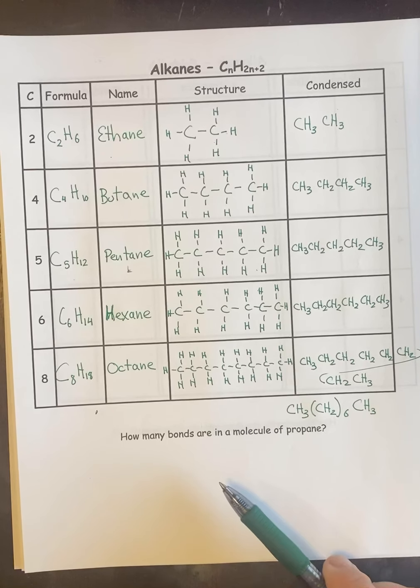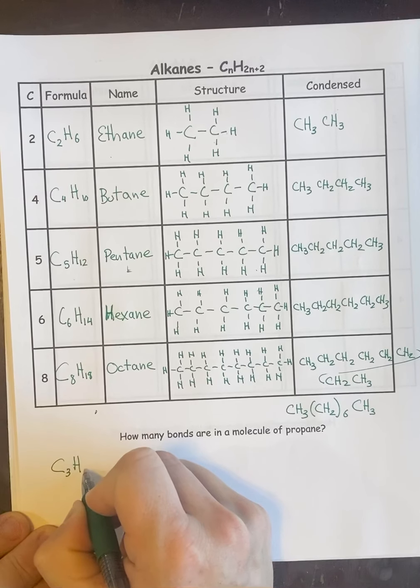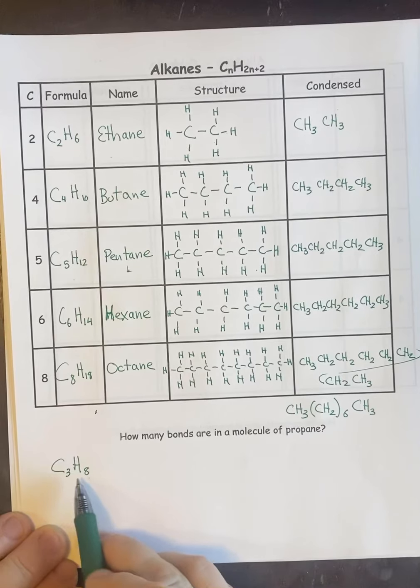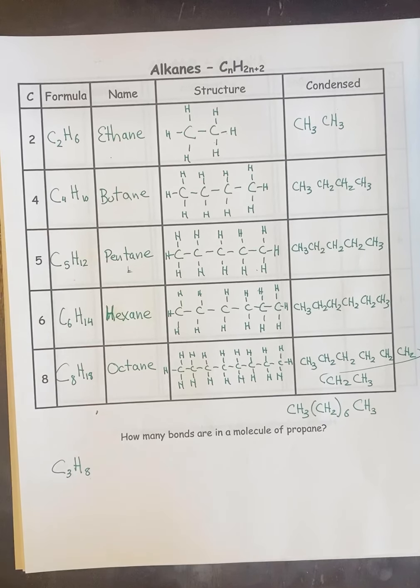So a common question at the end is how many bonds are in a molecule of propane? Propane, the prefix means 3. The common answer that I see a lot is 3, and you get it wrong. Another common answer is to say, well, propane is C3H8, so if I just add 8 and 3 together, I'll get 11 bonds. And then you also get it wrong.